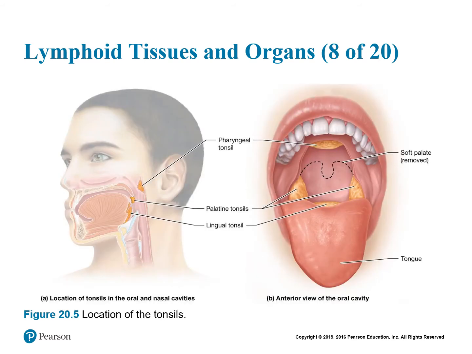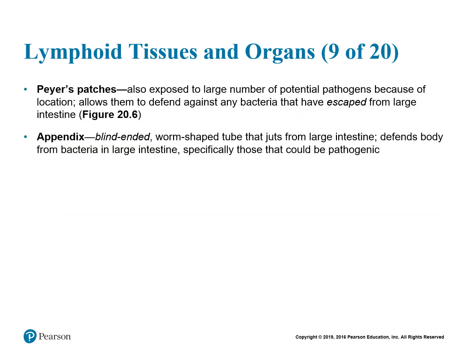Again, here you have the pharyngeal tonsils. Sometimes you feel a little burning, itching sensation on the roof of your mouth and the soft palate. That's the pharyngeal tonsil. And then you have the palatine tonsils, which are towards the sides. And then you have the lingual tonsils towards the back of the tongue.